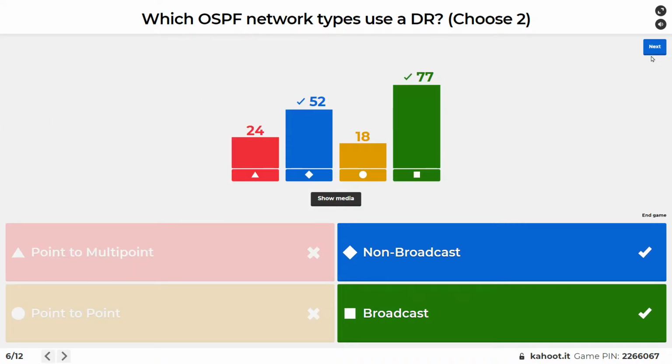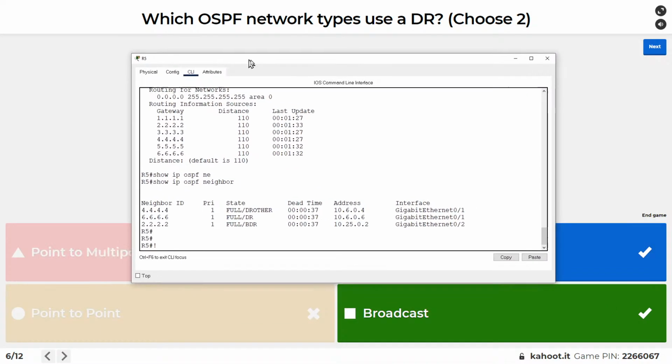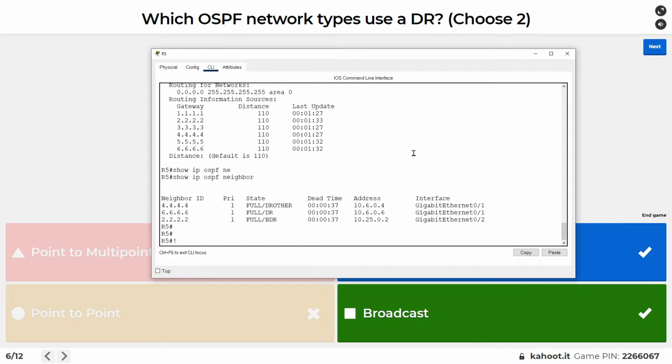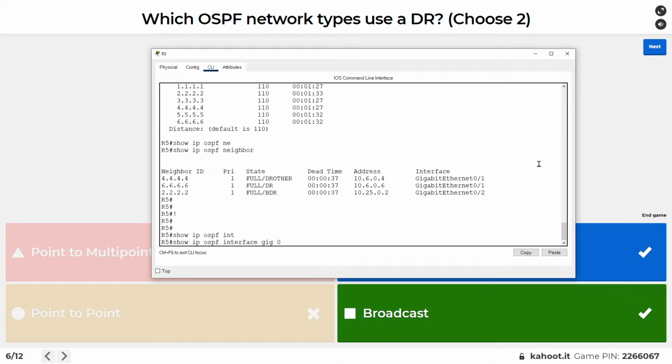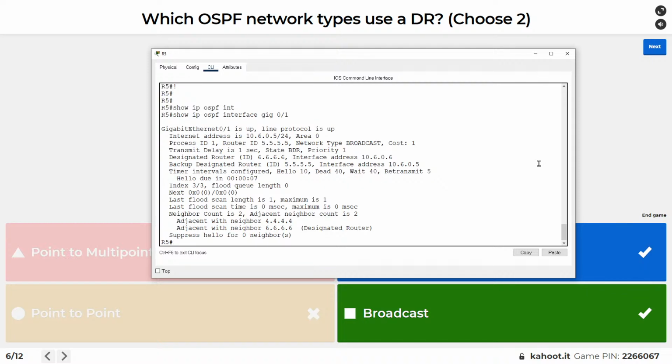All right, so I assume that everybody who answered on red and yellow, the 24 and 18 answers, did that before I made that announcement. So if we have a network like this one, Ethernet, by the way, is going to have a default network type. So this is R5. If we look at interface gig 0/1, this is a show ip ospf interface for gig 0/1, like that.